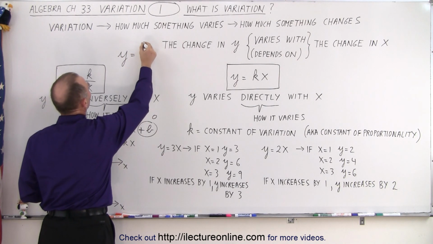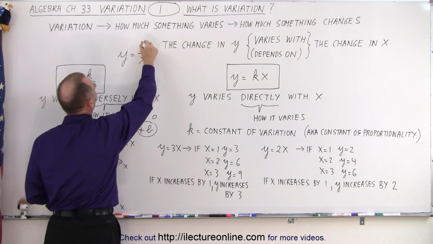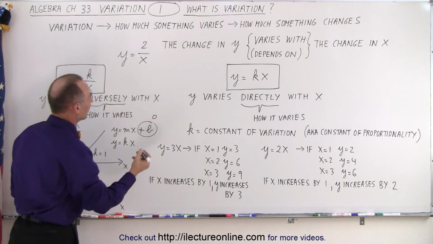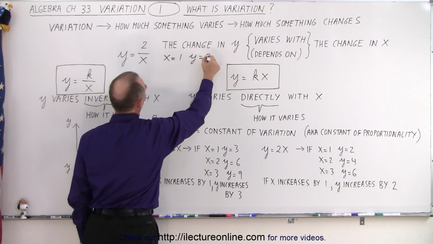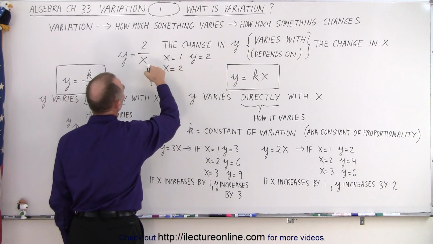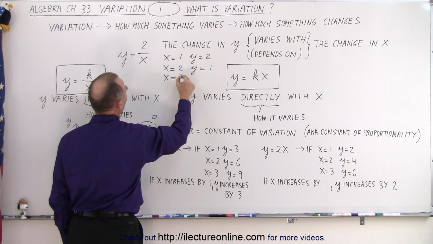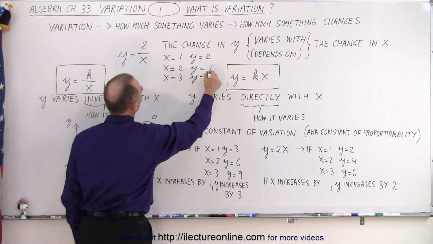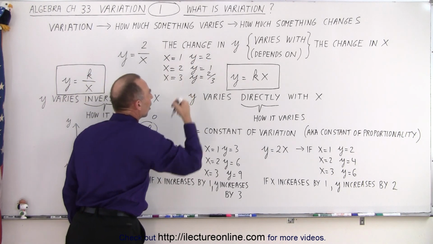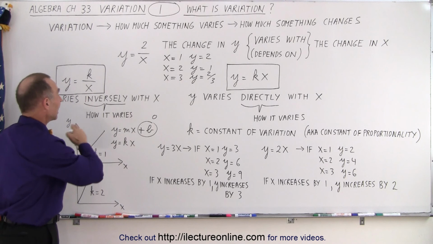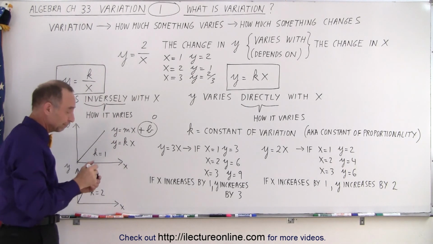So let's say that y is equal to k, well, what we're going to do is we're going to make this a 2. So instead of a k, we'll write 2 over x. So let's say what happens when x equals 1, y equals 2. So when x equals 2, 2 divided by 2, then y equals 1. When x equals 3, then you can see that y is equal to 2 over 3. And you can see that as x gets bigger, y gets smaller. And so that's what we mean by an inverse relationship, or y varies inversely with x.